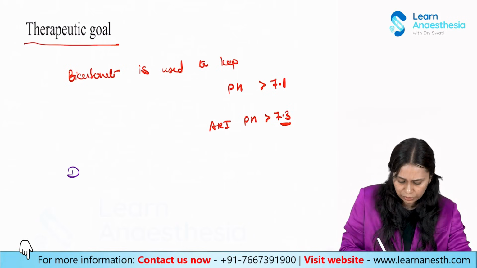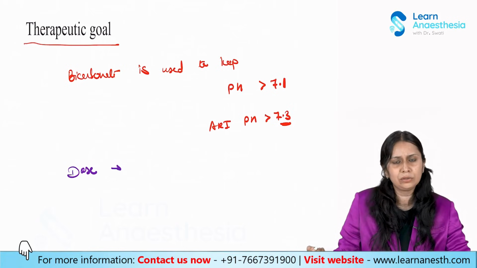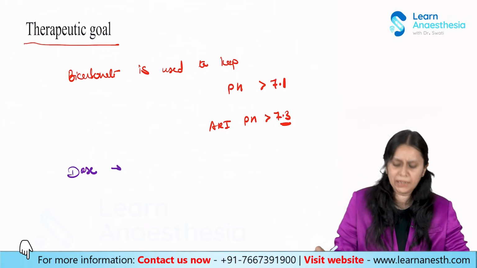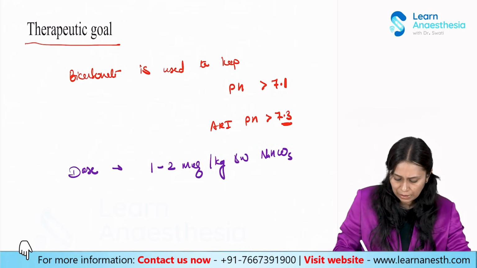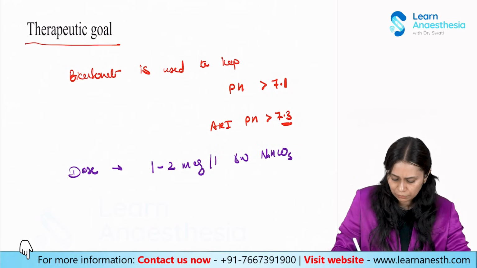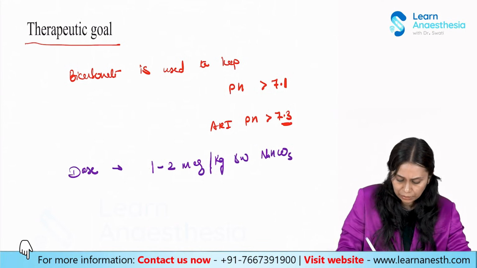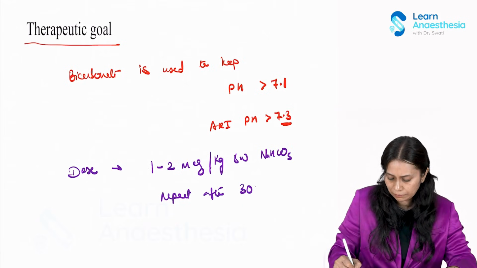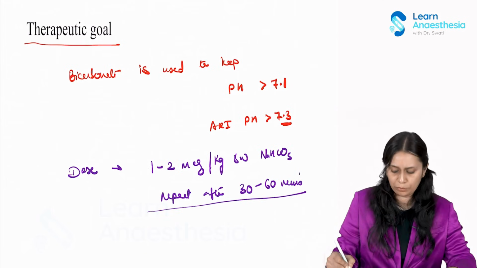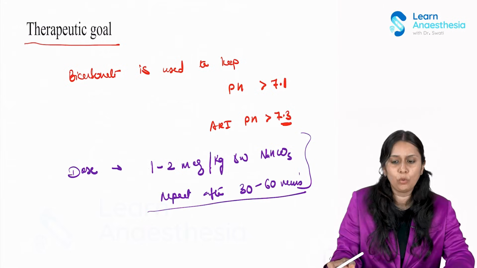So what is the dose? How do we calculate the dose? Simple, 1 to 2 millimole per kg body weight of sodium bicarbonate we give, and we repeat it after 30 to 60 minutes if the pH of the patient has not improved. So this is our therapeutic goal, right?